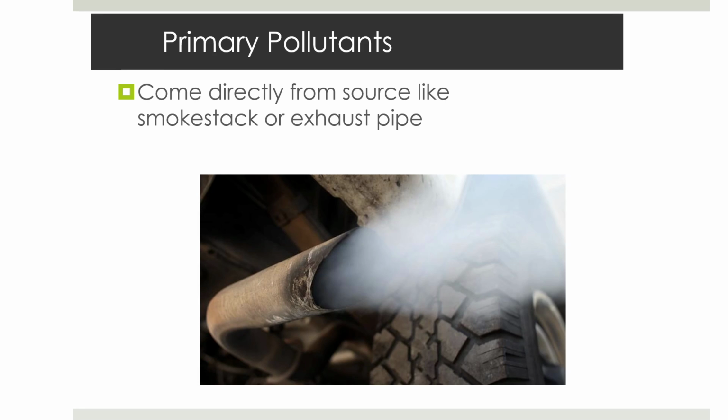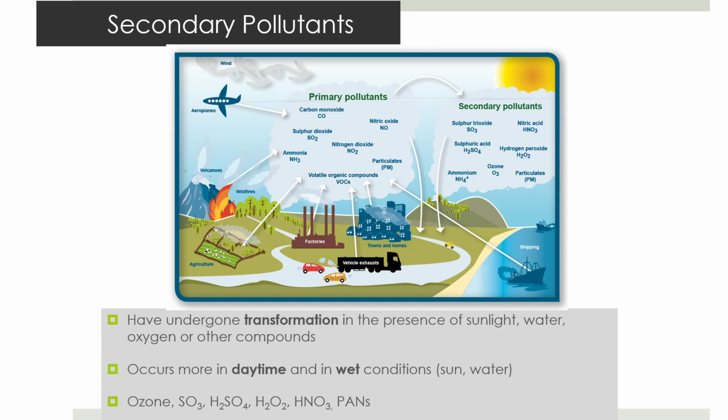Now, remember earlier we talked about primary versus secondary pollutants. On a basic scale, a primary pollutant comes directly from a source. So this is a direct pollutant that is released into the atmosphere, like a smokestack or an exhaust pipe. Whereas a secondary pollutant is where your primary pollutant is transformed in the presence of sunlight, water, or oxygen, creating new chemicals. For instance, ozone, sulfur trioxide, sulfuric acid, hydrogen peroxide, nitric acid, and PANs, which we'll talk about a little bit. It usually happens in the daytime and in wet conditions because of the presence of sunlight or water. These are secondary pollutants that are converted from primaries, so they are not directly released into the atmosphere.